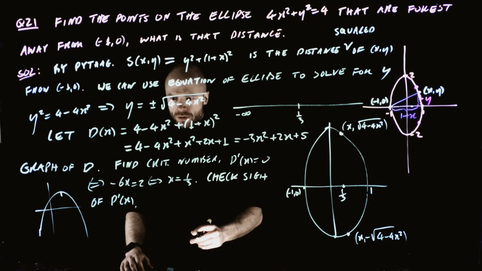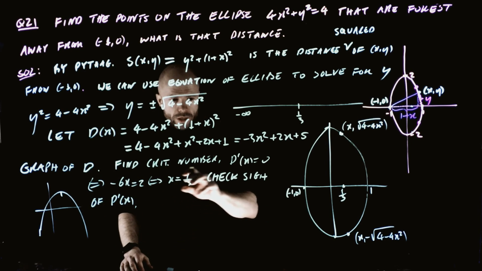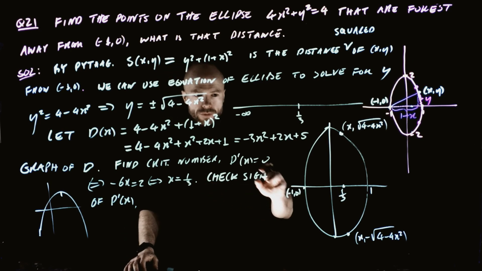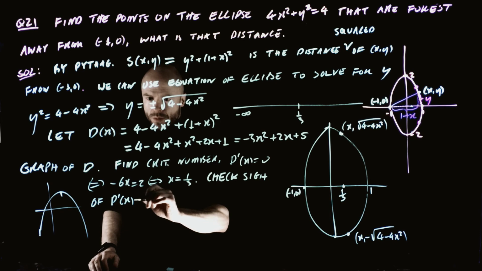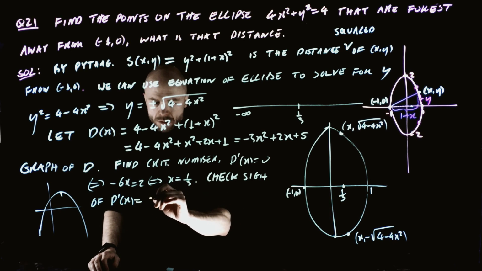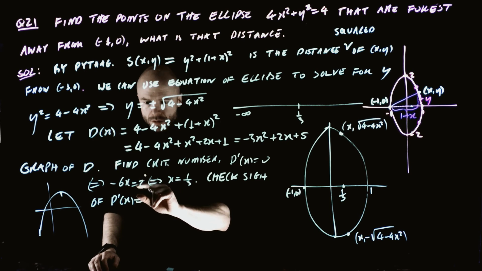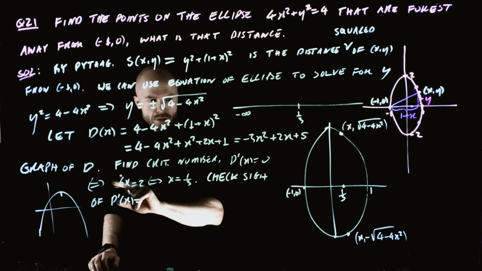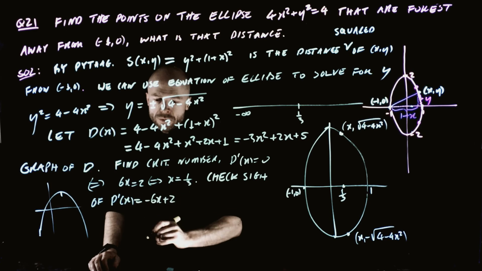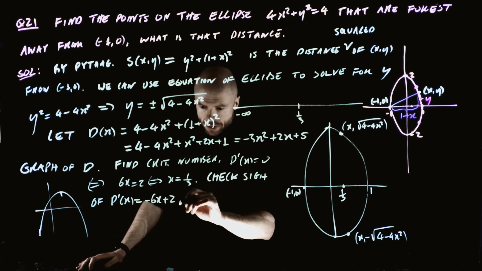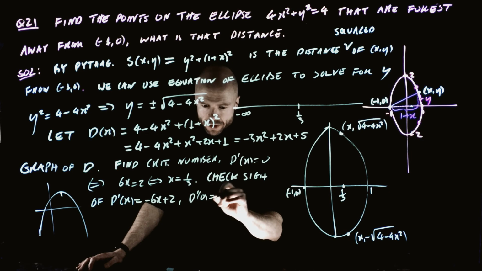Where's our expression? Here's our expression. No, I didn't write it. D prime is, I did this too fast, this thing, minus 6x plus 2. So if we just put in D prime of 0, we just get 2.